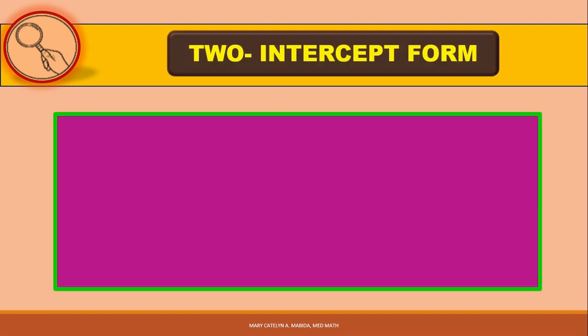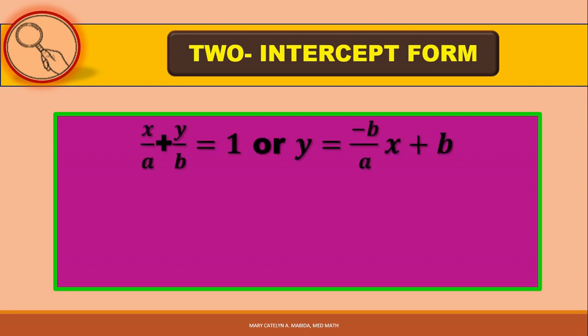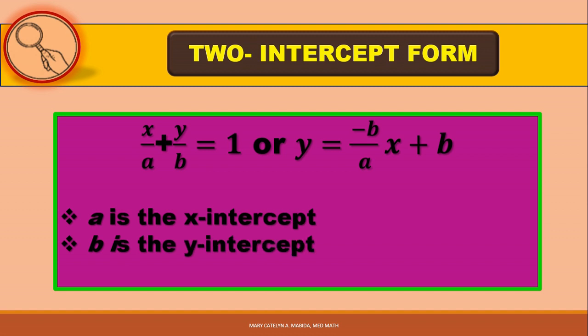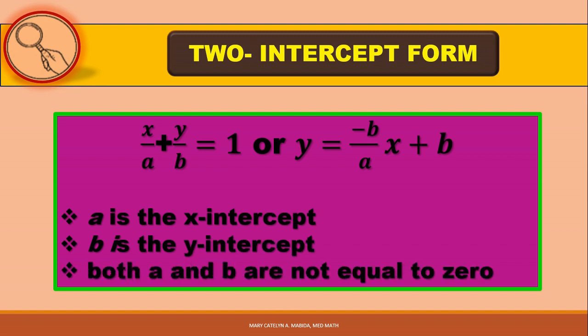Now, let's talk about the two-intercept form. To find the equation of a line given the x and y intercepts, use the two-intercept form, which is x over a plus y over b is equal to 1, or y is equal to negative b over a x plus b, where a is the x-intercept, b is the y-intercept, and both a and b are not equal to 0.